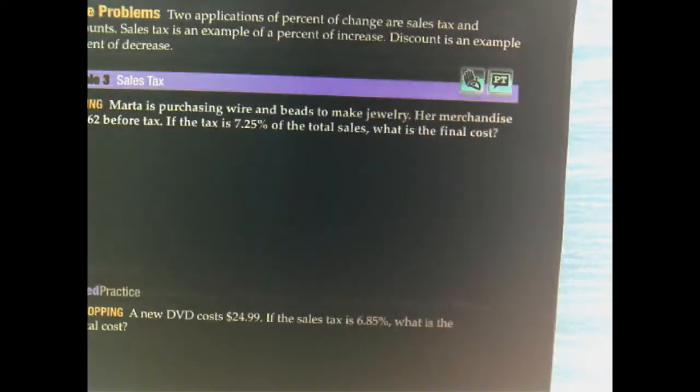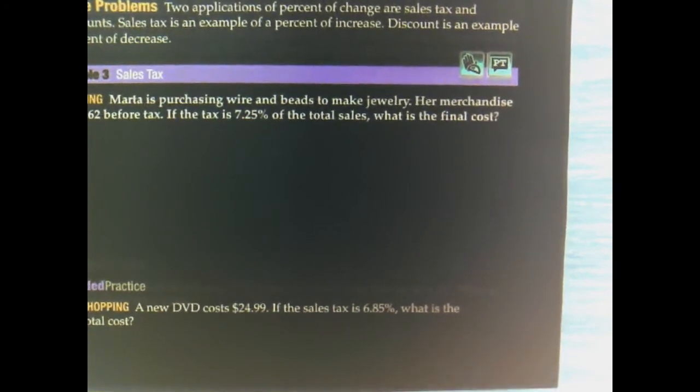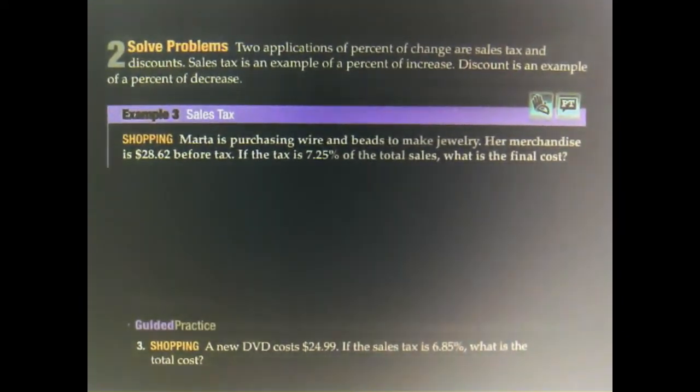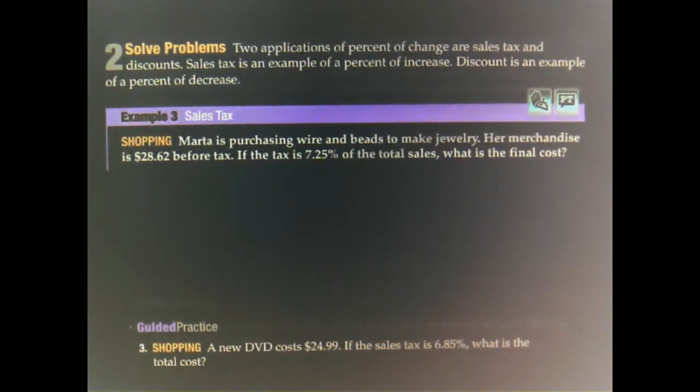Moving on, we have another type of word problem. So here is our second part, solving more real world problems. 2 applications of percent change are sales tax and discounts. We see this all the time. Anytime you walk into a store, it's a 20% discount, a 20% off, or things like that. So sales tax is an example of a percent of increase, and discount is an example of percent decrease. Sales tax adds cost to your items. Discount subtracts cost, or makes your cost go down.